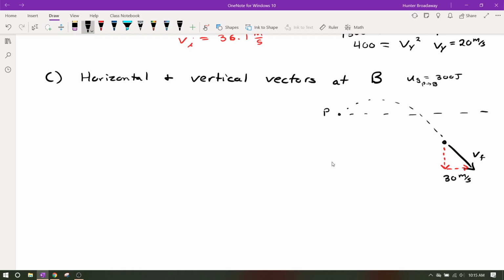It's not the same as what we started with because it's dropped some distance. So it's going to be going faster than 36.1 meters per second. It has to be going faster than 36.1 meters per second. So let's use some kinematics to see what we can come up with, or some kind of conservation of energy.